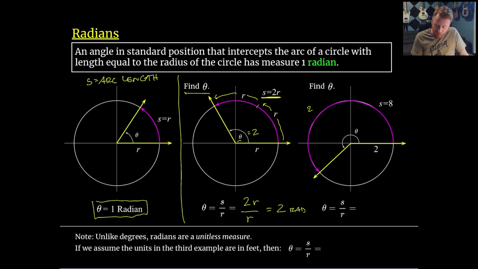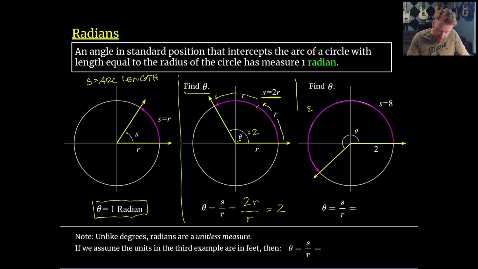And I'll just write rad for right now, but you might notice at the bottom of this page here it says, note, unlike degrees, radians are a unitless measure. So we'll talk about that in a minute, and we'll talk about why we don't actually need to write rad at the end, because radians have no unit, and that is one of the reasons why they will be so helpful moving forward. So let's think about this a little bit more, because I think it still can be even a little confusing at this point.